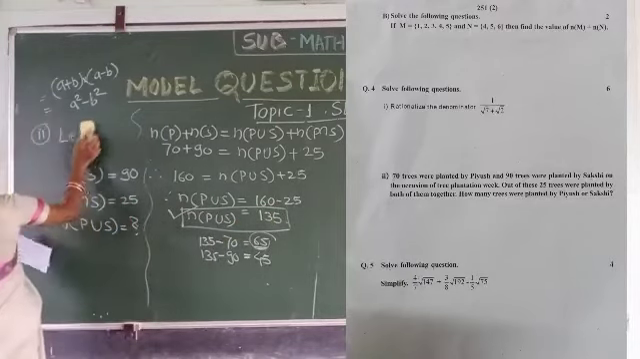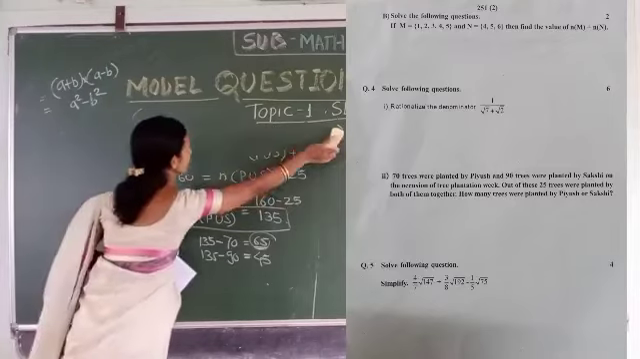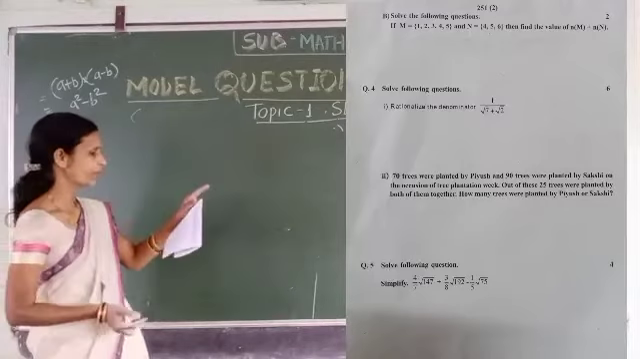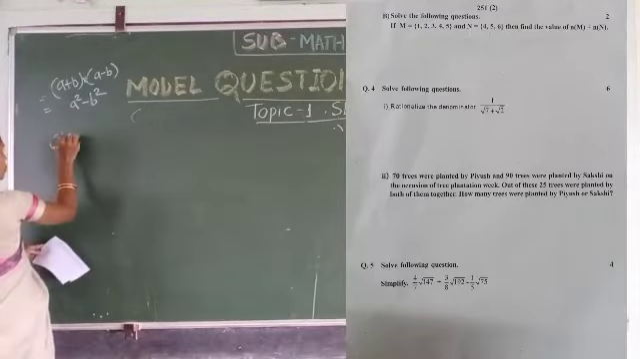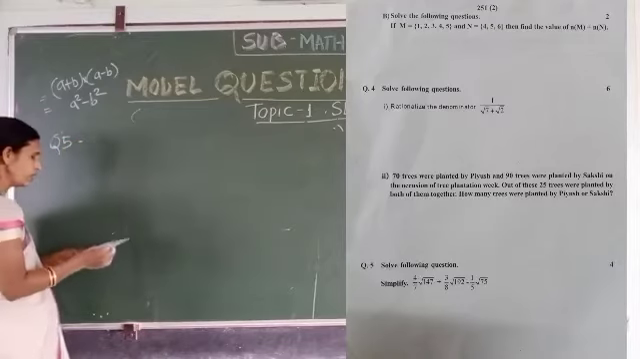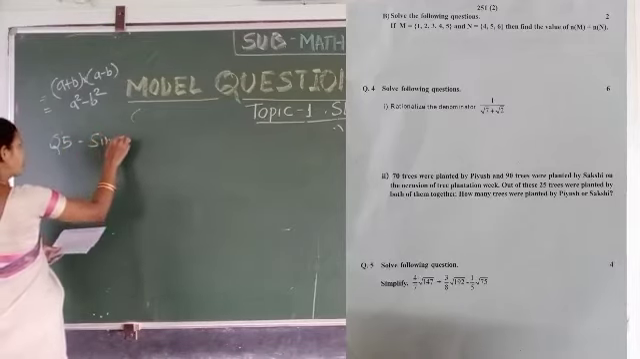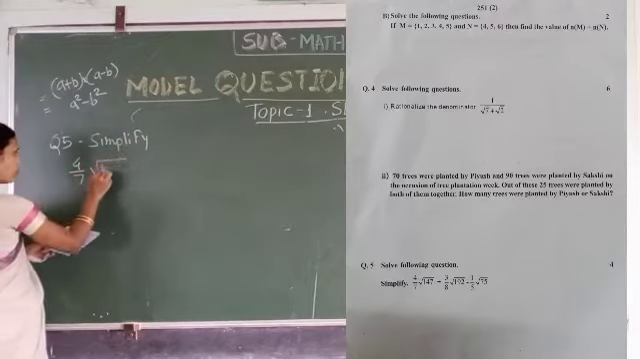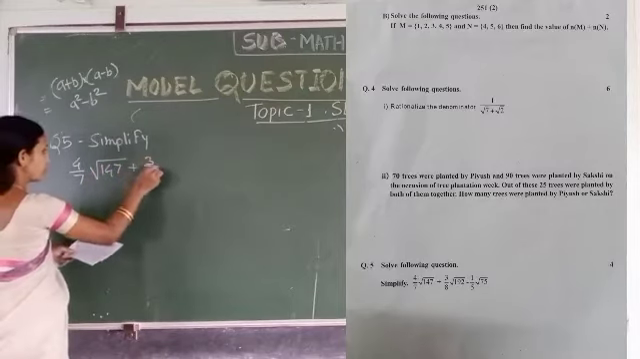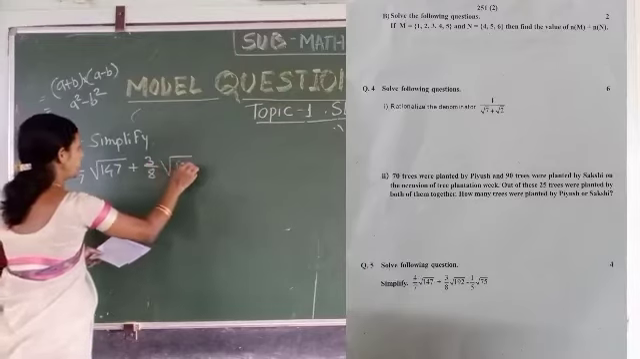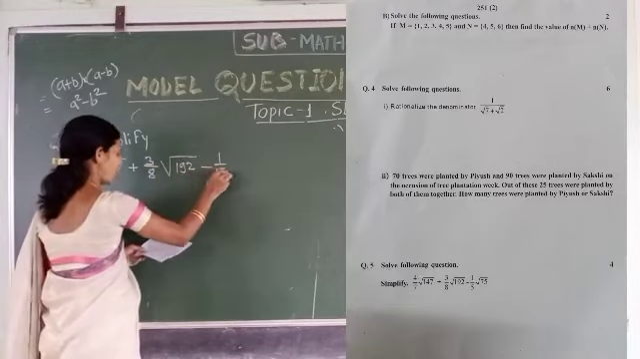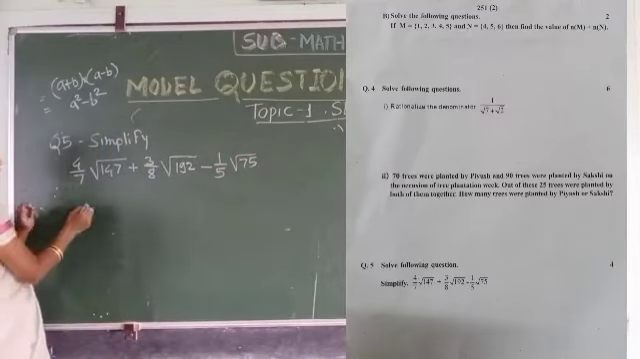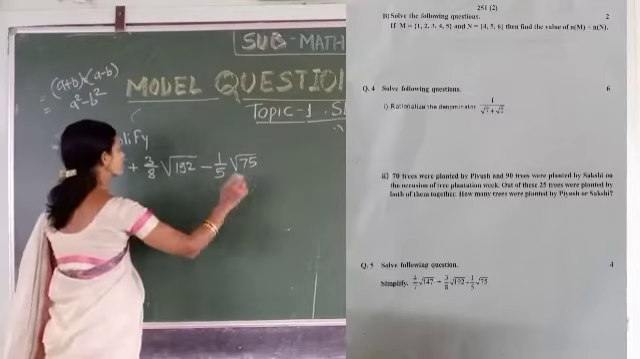Then the last question given is question number 5. In the model question paper, question number 5, we have to solve the following example, that is simplify: 4 upon 7 square root of 147 plus 3 upon 8 root 192 minus 1 upon 5 root 75. We have to simplify this surd.